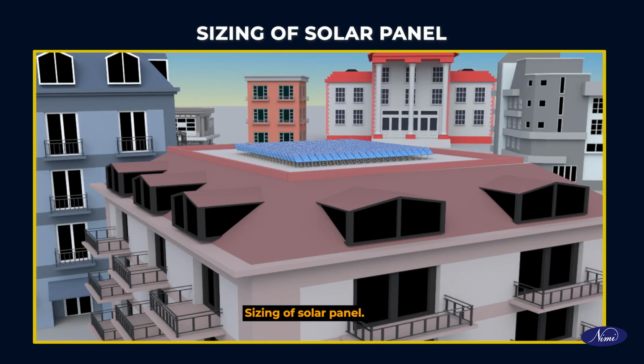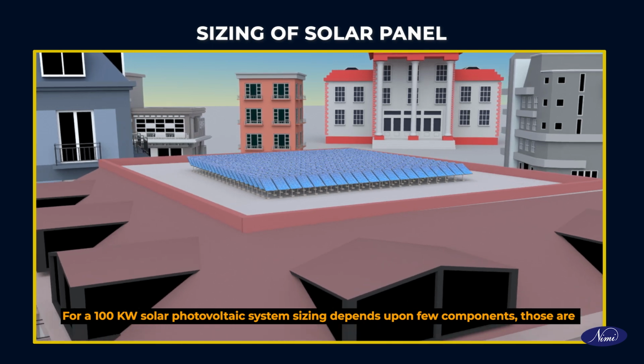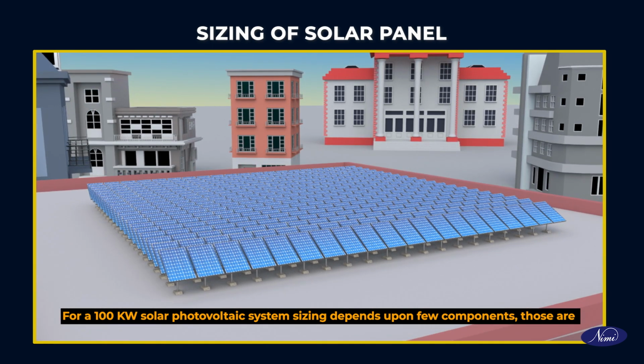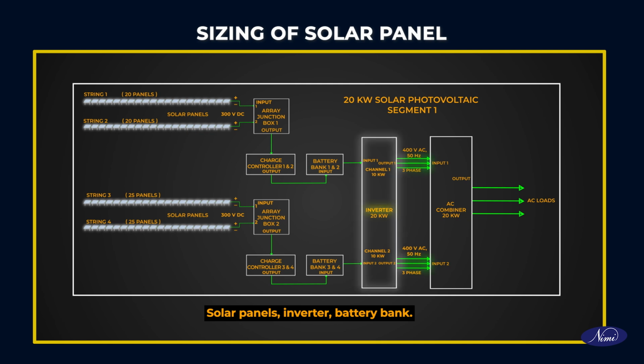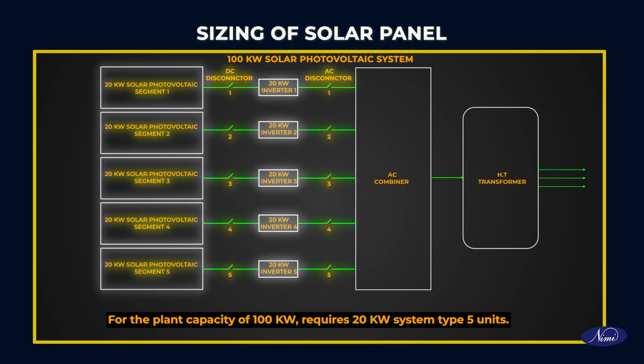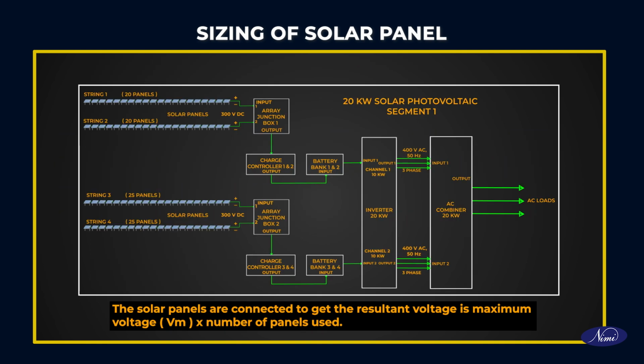Sizing of solar panel. For a 100 kilowatt solar photovoltaic system, sizing depends upon a few components. Those are solar panels, inverter, and battery bank. The plant capacity of 100 kilowatt requires 20 kilowatt system type, 5 units. When solar panels are connected, the resultant voltage is the maximum voltage Vm multiplied by the number of panels used.